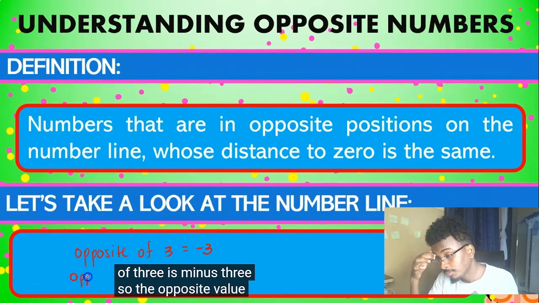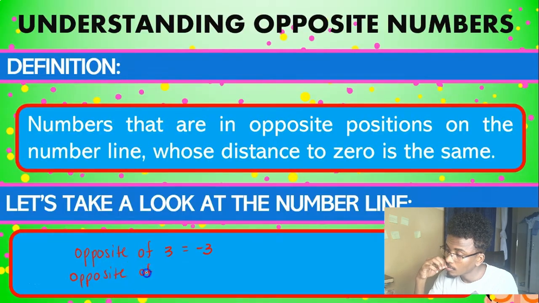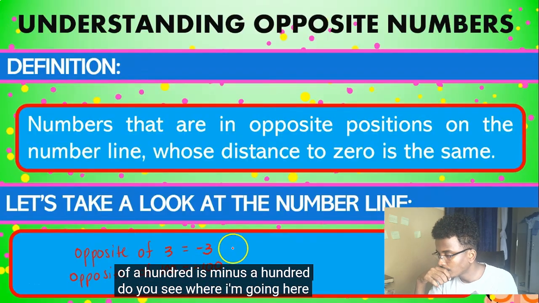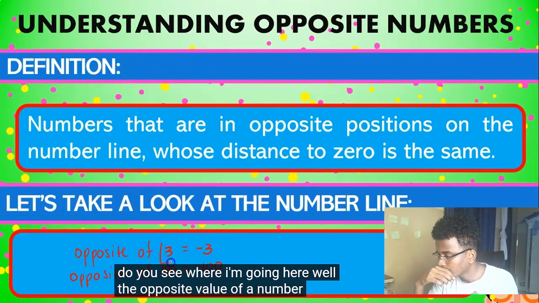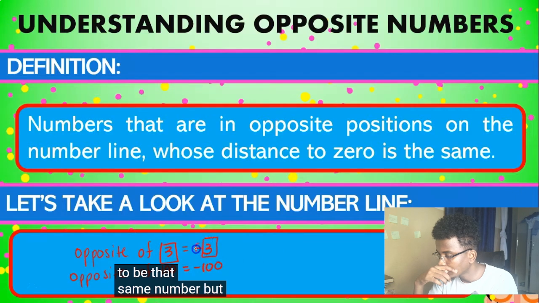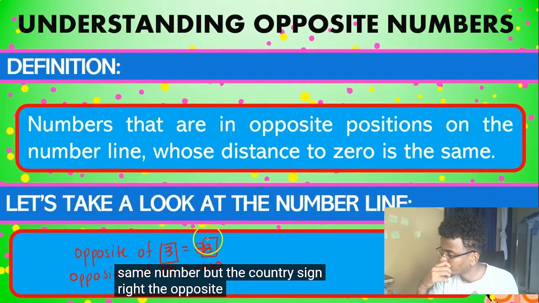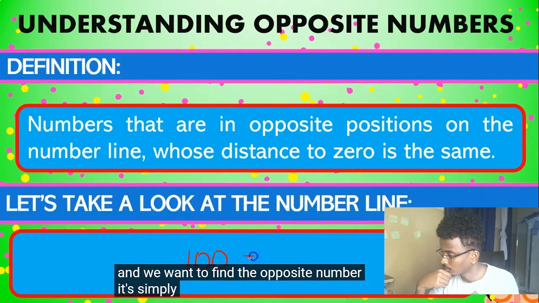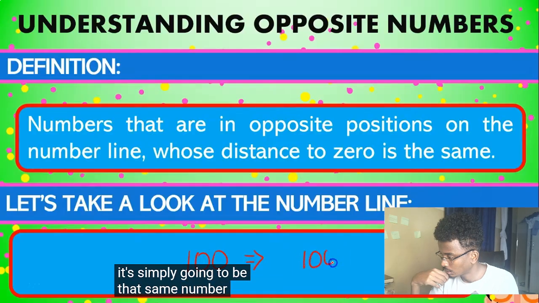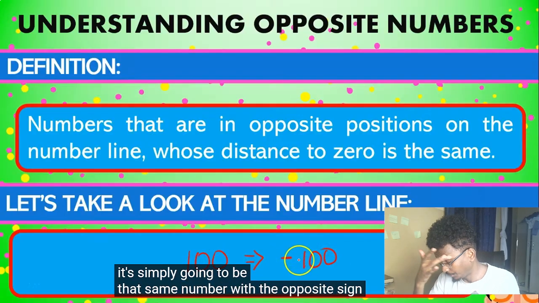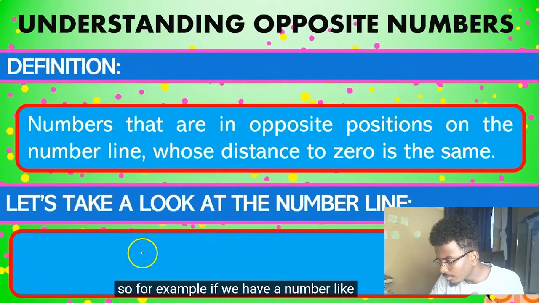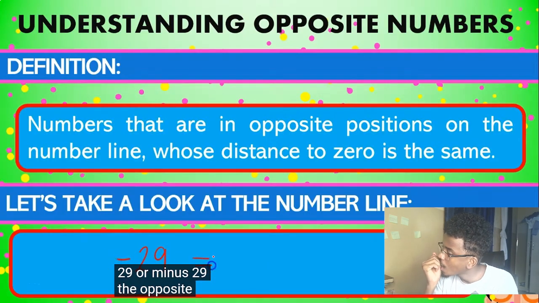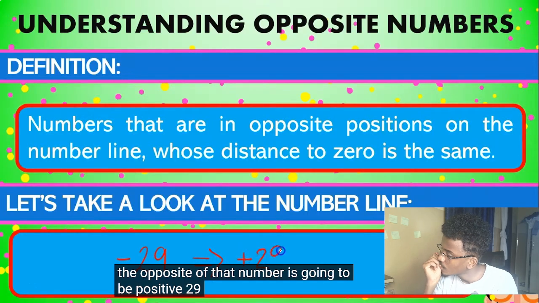So the opposite value of 100 is minus 100. Do you see where I'm going here? Well, the opposite value of a number is going to be that same number, but the contrary sign, right? The opposite sign. So whenever we have a number like 100 and we want to find the opposite number, it's simply going to be that same number with the opposite sign. So for example, if we have a number like 29 or minus 29, the opposite of that number is going to be positive 29.